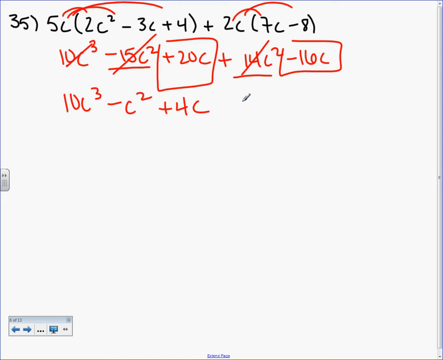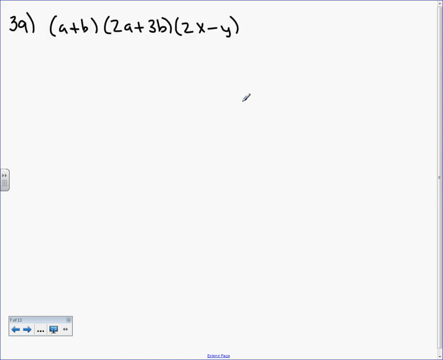All they asked you to do was simplify. If you look at the directions, it said simplify. It did not say solve. It did not say factor. It said simplify. This is done. There's nothing else I can do. Any questions? You sure? All right.